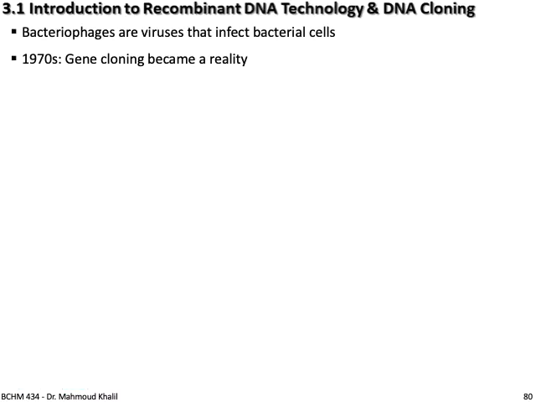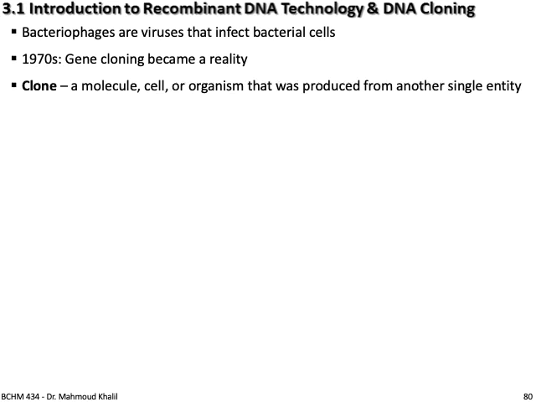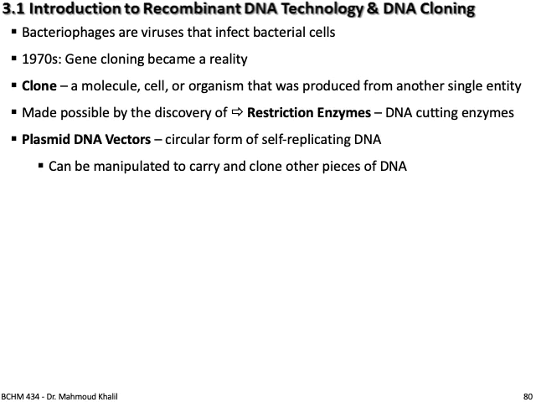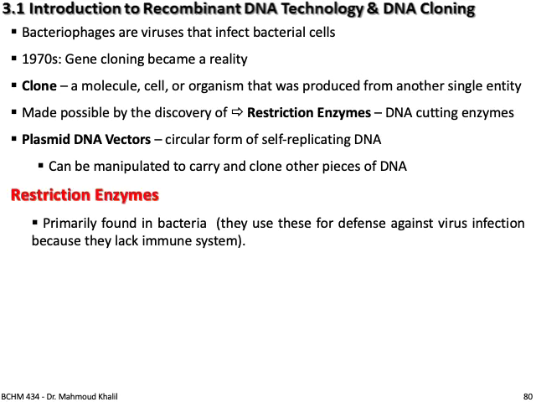Bacteriophage are viruses that infect bacterial cells. In 1970, gene cloning became a reality. What is a clone? A clone is a molecule, a cell, or an organism that was produced from a single entity. It's made possible by the discovery of restriction enzymes, which are DNA cutting enzymes. The plasmid DNA vector is a form of self-replicating DNA generally present in bacteria, which can be manipulated to carry and clone other pieces of DNA.